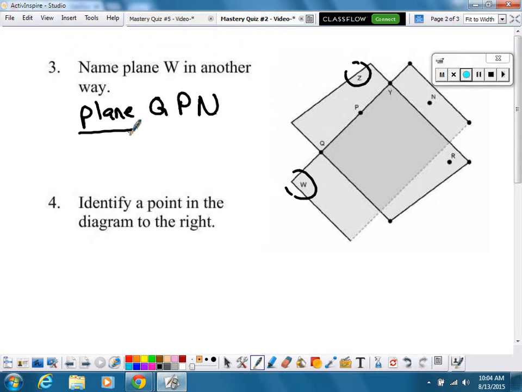Question number 4. Identify a point in the diagram to the right. Now I'm talking about a point. Now like I said before, Z and W are not points. To name a point, all you need is a single letter. So one point would simply be point R. There's a point in the diagram. If you'd like, you can always use the word point like we did plane up above, but not necessary. Just the letter is sufficient. Any one of those letters that represent a point would be sufficient. You could use point P, point Y, point N, point Q, point R. Any of those would work.